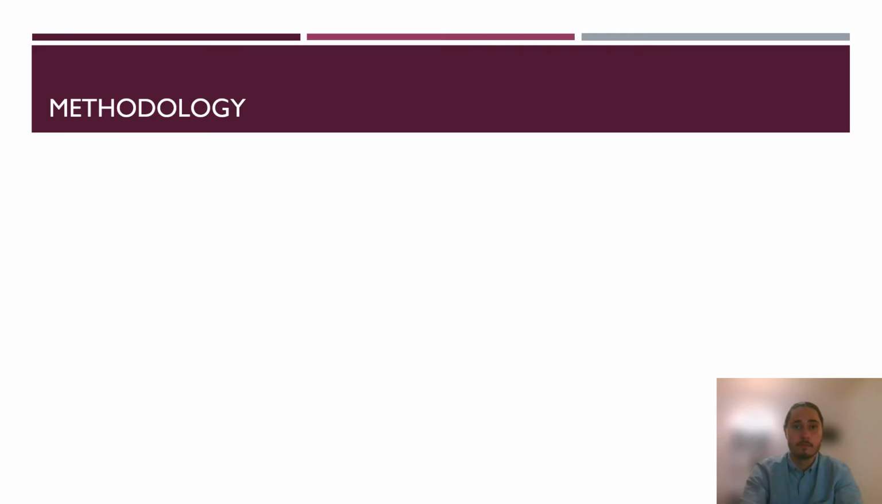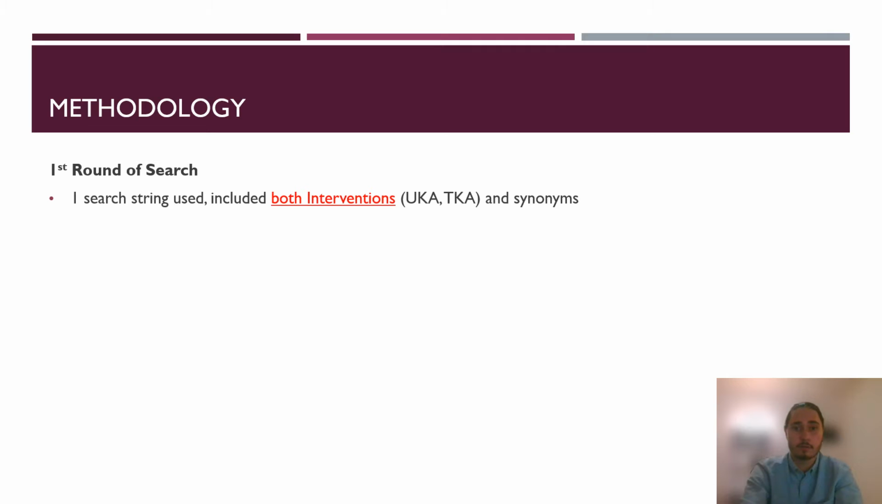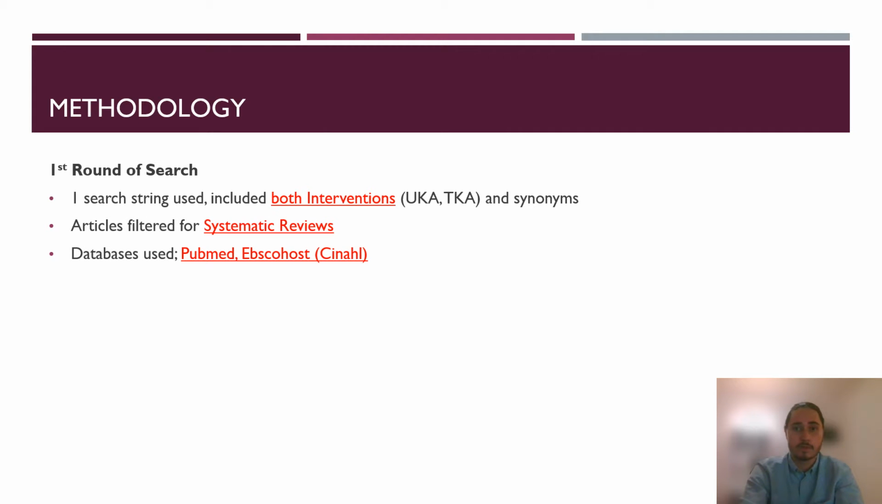My review included 2 search rounds to identify as many useful articles as possible. In the first search round, 1 general search string was used, which included both interventions and synonyms. The search on PubMed and CINAHL were filtered for systematic reviews only. After the final screening through the exclusion and inclusion criteria, 6 articles were included.